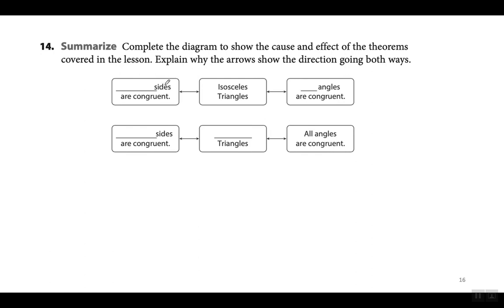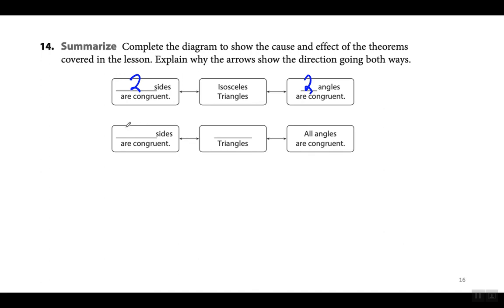But how many sides are congruent? For an isosceles triangle, how many sides got to be congruent? Para un triángulo isósceles, ¿cuántos lados tienen que ser congruentes? 2. And if 2 sides are congruent in an isosceles triangle, that means 2 angles are congruent. Si 2 lados son congruentes, entonces los 2 ángulos son congruentes.